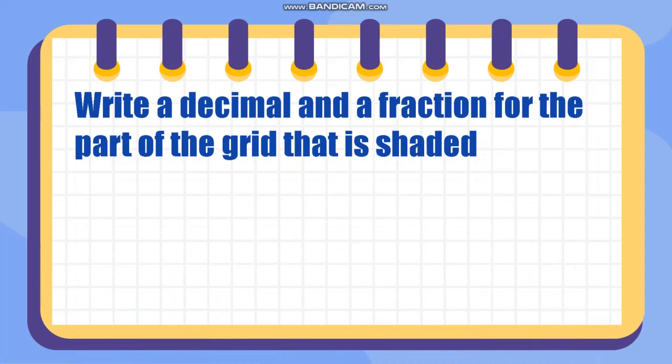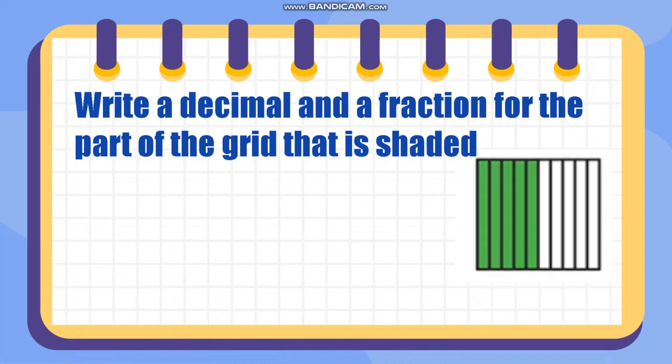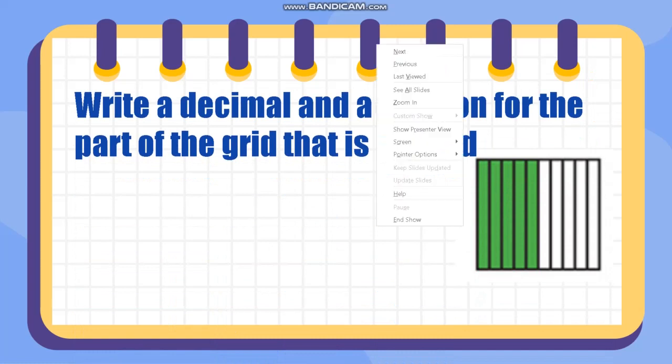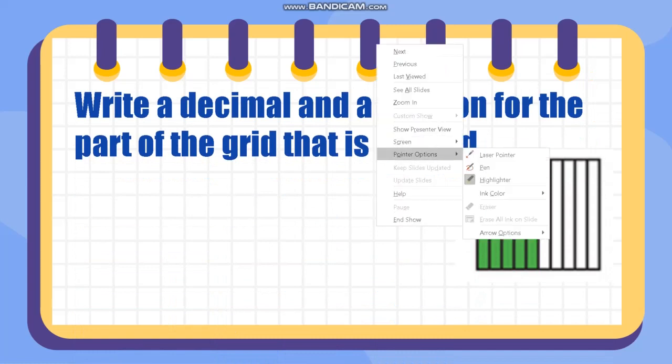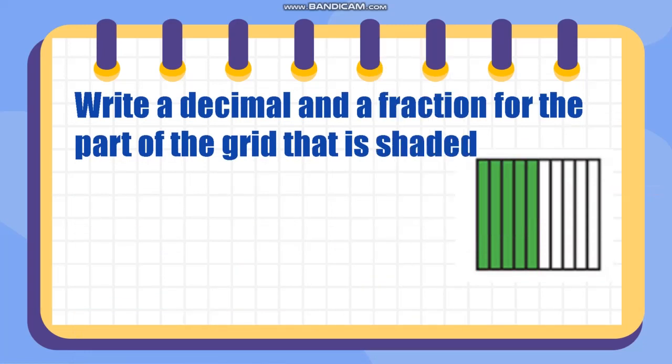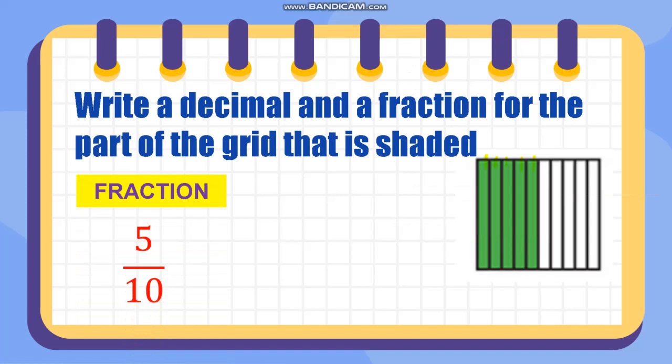Now, write a decimal and a fraction for the part of the grid that is shaded. As you can see here, there are 5 shaded parts out of 10. So 1, 2, 3, 4, 5 shaded parts out of 10. How are you going to write that as a fraction? The fraction is 5 out of 10.